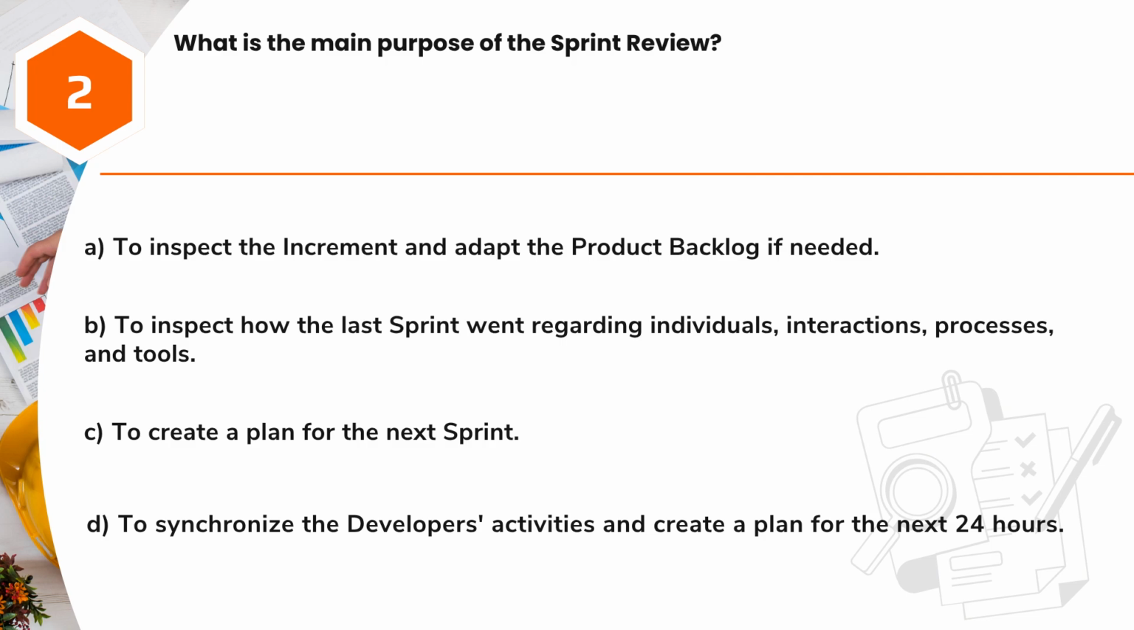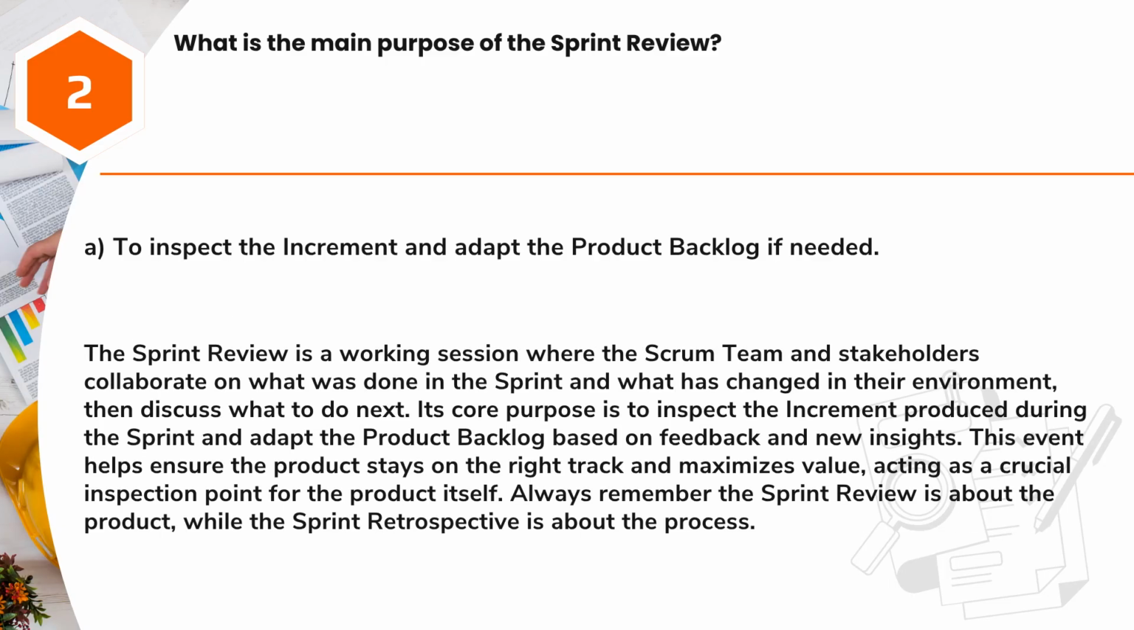Question 2. What is the main purpose of the sprint review? A. To inspect the increment and adapt the product backlog if needed. B. To inspect how the last sprint went regarding individuals, interactions, processes, and tools. C. To create a plan for the next sprint. D. To synchronize the developer's activities and create a plan for the next 24 hours. Answer: A. To inspect the increment and adapt the product backlog if needed.